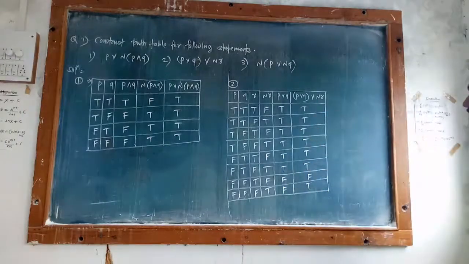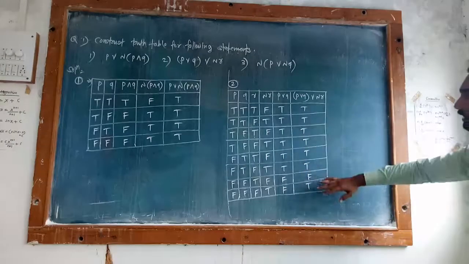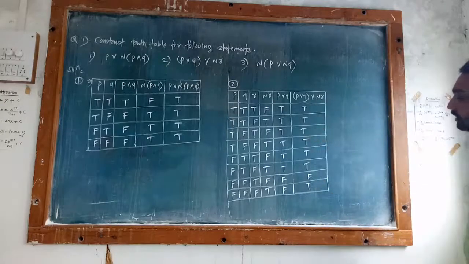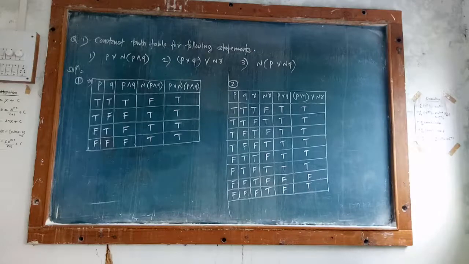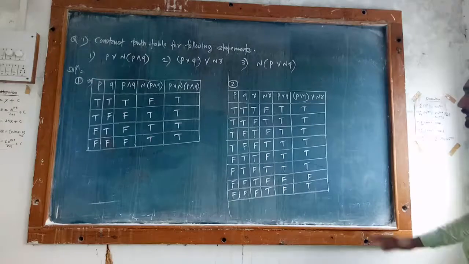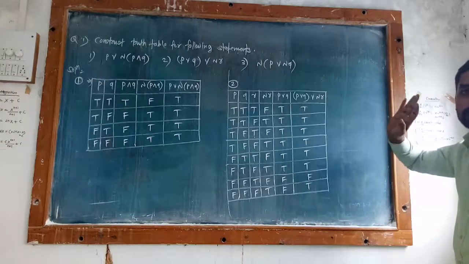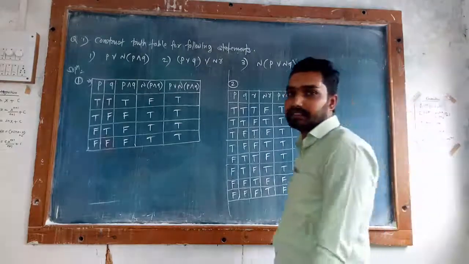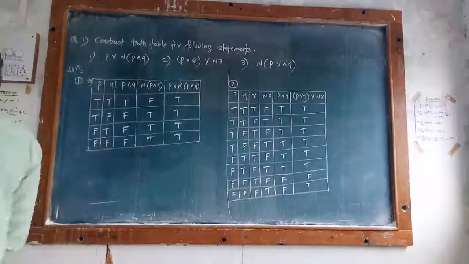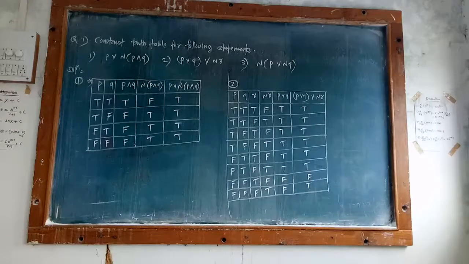So does your last column contain all T? No. Does it contain all F? No. Therefore it is not a tautology and it is not a contradiction. So the given statement is a contingency. That means it contains both values, T and F. So this second proposition is a contingency statement.